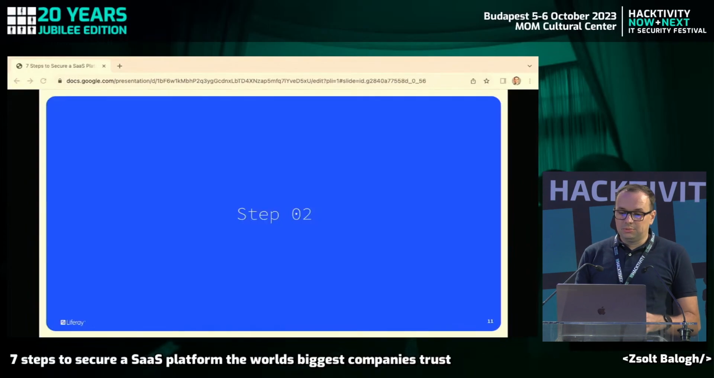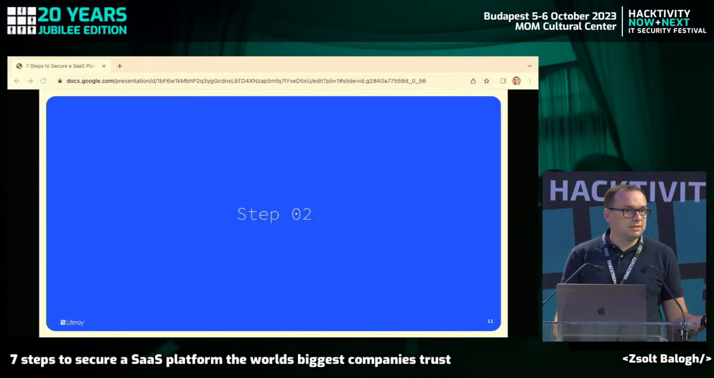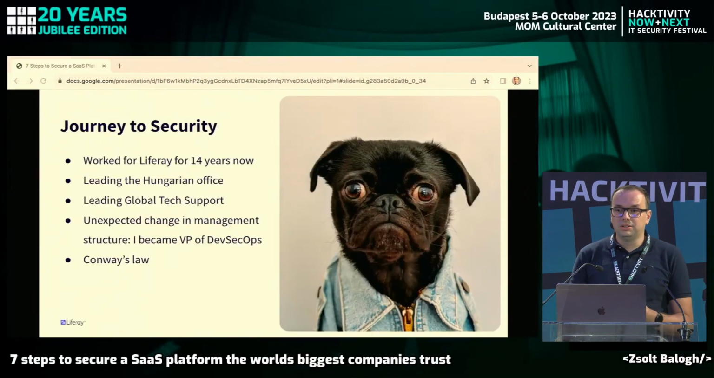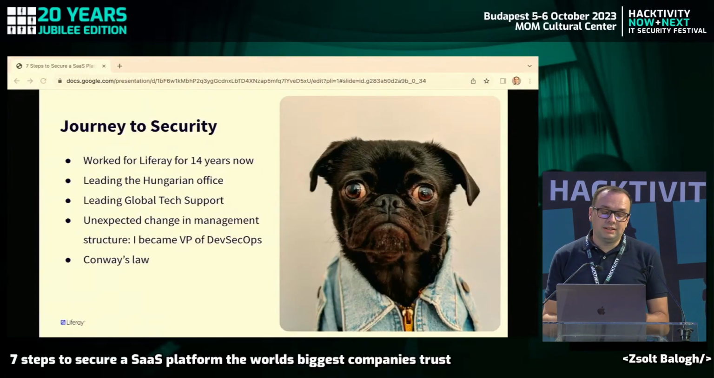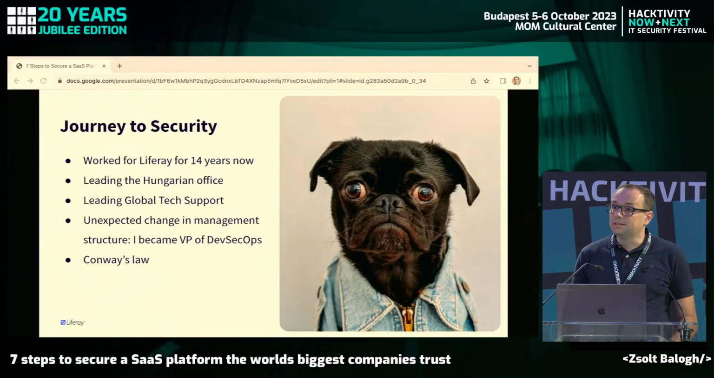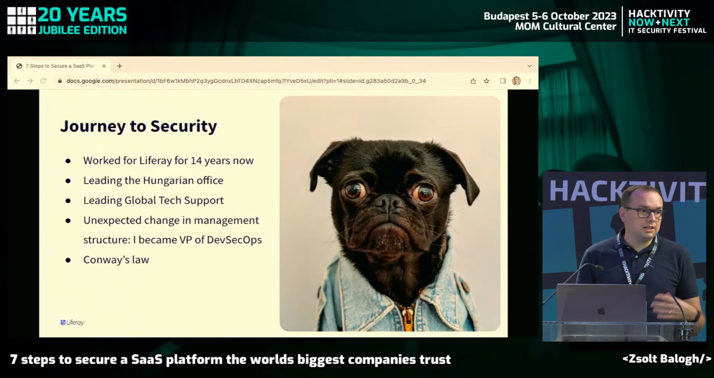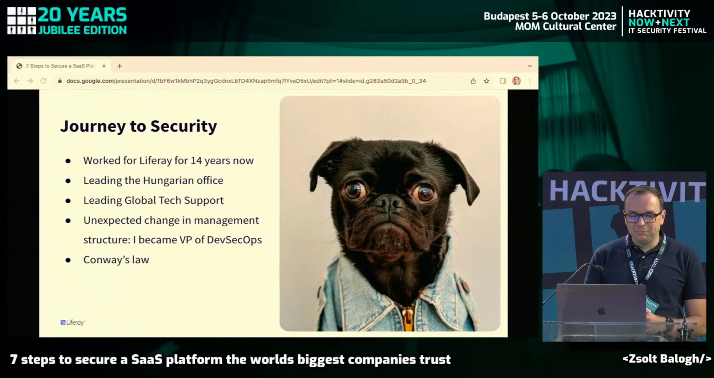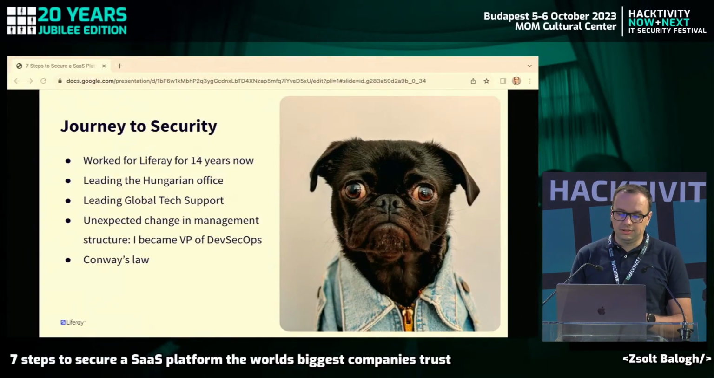So step 2 is obvious, but I also had to include it. And the reason why I'm including it is you need to know a little bit about my background. So I joined security quite recently, in the past 2 or 3 years. I don't count since COVID. But I worked for Liferay for 14 years now. I was leading the Hungarian office, and this is an important piece of information later. And I was leading global technical support.